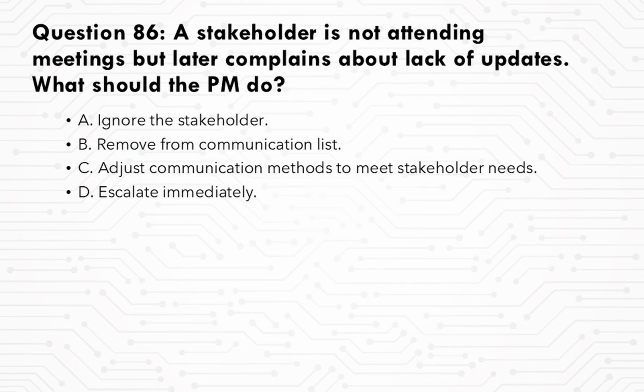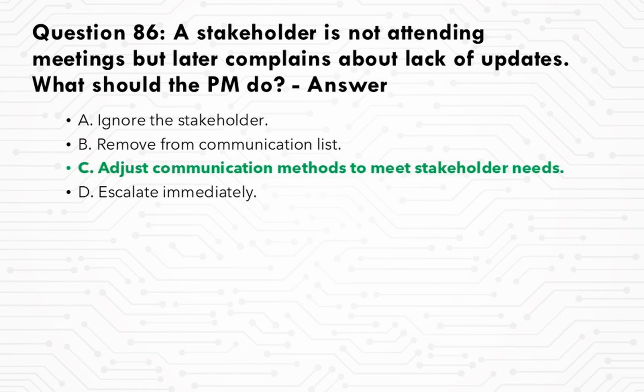Question 86. A stakeholder is not attending meetings but later complains about lack of updates. What should the PM do? A. Ignore the stakeholder. B. Remove from communication list. C. Adjust communication methods to meet stakeholder needs. D. Escalate immediately. Answer: C. Adapt communication strategies instead of blaming stakeholders.